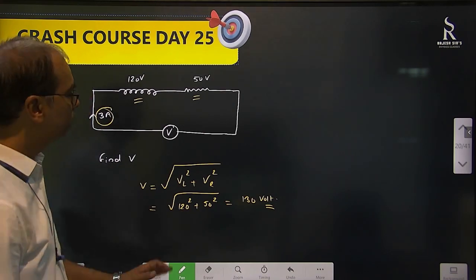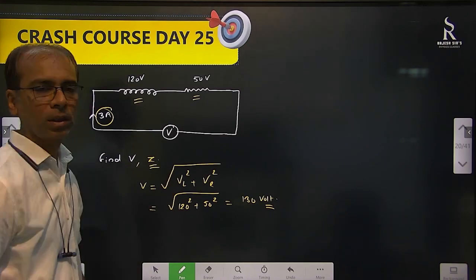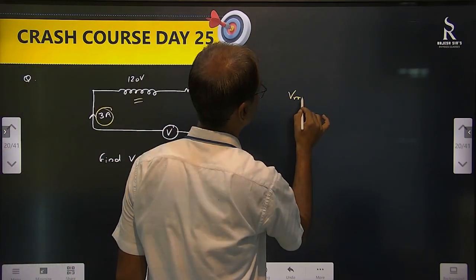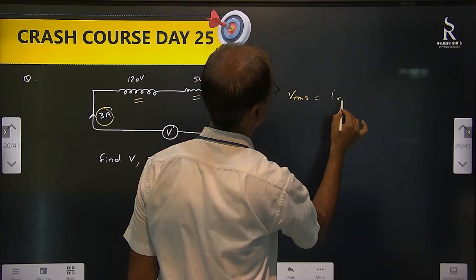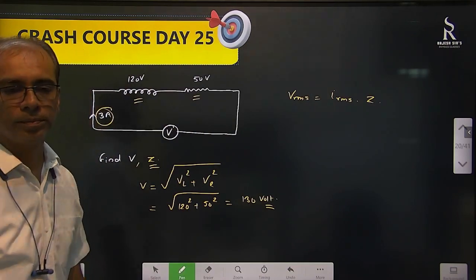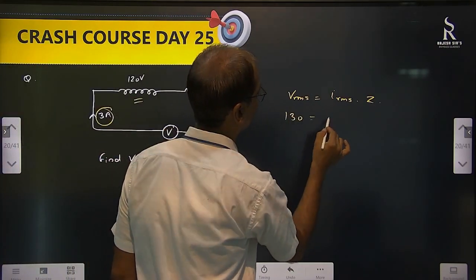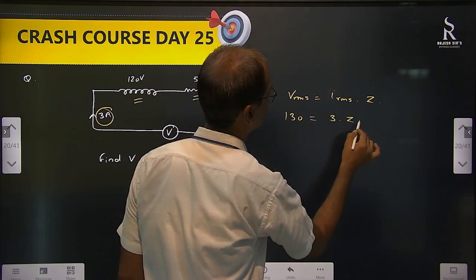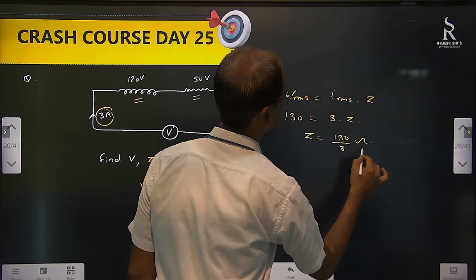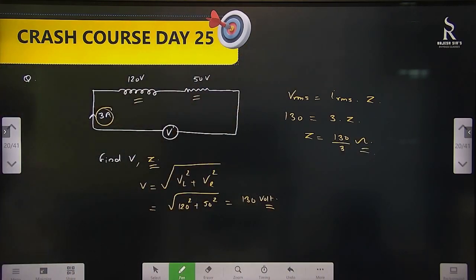Clear? Now, suppose Z is also asked from us. What is Z? So, what do you say? VRMS equal to IRMS into Z. VRMS we already got, 130 volt. So 130 equals IRMS, which is given as 3, into Z. So Z equal to 130 by 3 ohm. Okay, Z equal to 130 by 3.